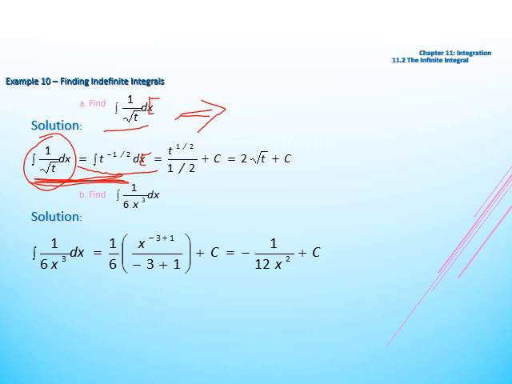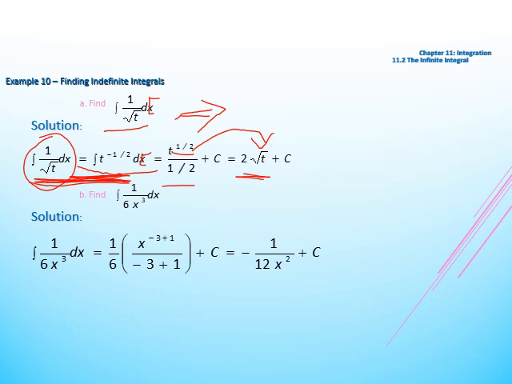Now we will get the integration by adding 1 to the power. So negative half plus 1 equals half, and dividing by the power, which is half, plus c. Now turn it again into the form of radicals. So we will get 2 root t plus c.